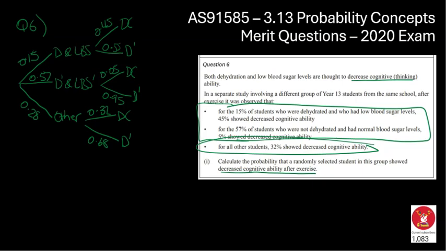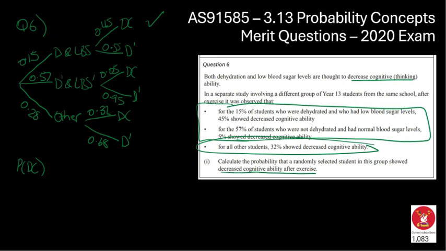Okay, so I've done my tree. Back to the question. It's asked us to find the probability that someone's got decreased cognitive ability. So we're trying to find the probability of DC, or decreased cognitive ability. And you're thinking of the tree, you've got 6 different outcomes along the tree there. Which of them relates to someone with decreased cognitive ability? So it would relate to this branch up here.